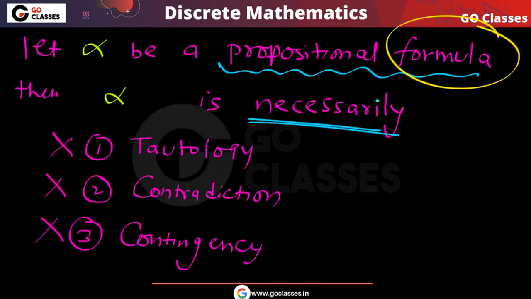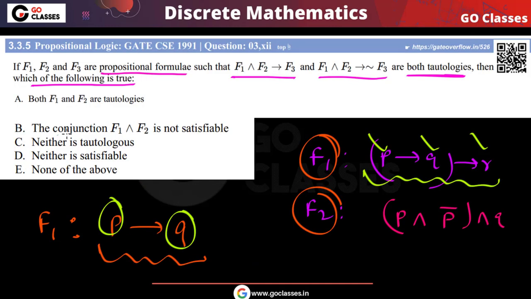Okay, so this is the answer. So the answer will be, this is not satisfiable. The conjunction f1 and f2 is not satisfiable. This is the answer. What about option 1?